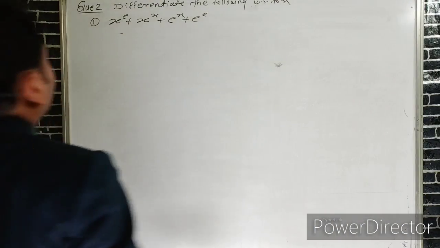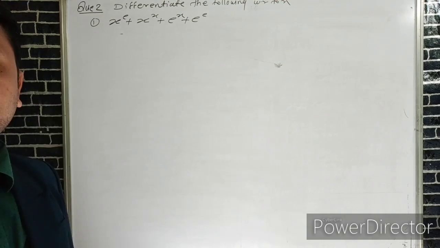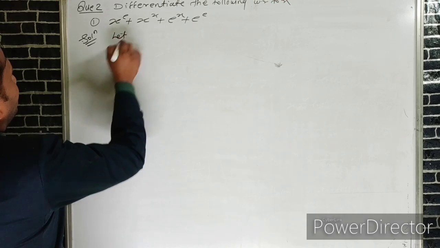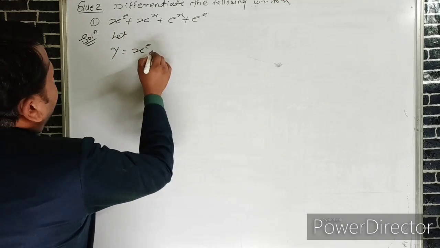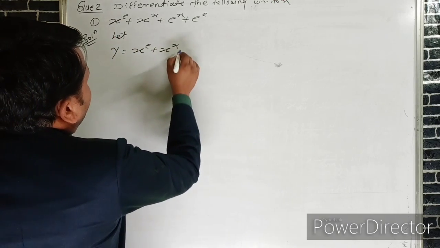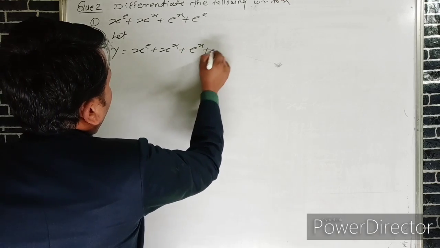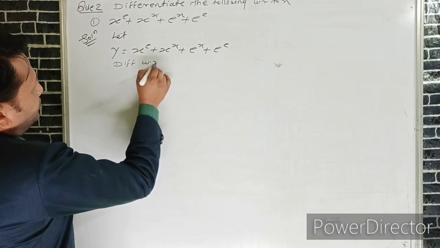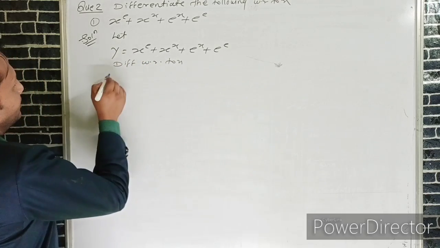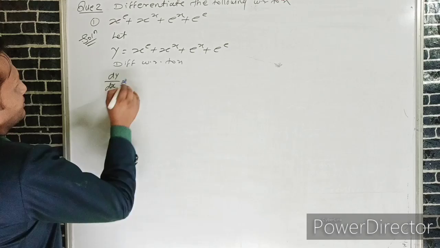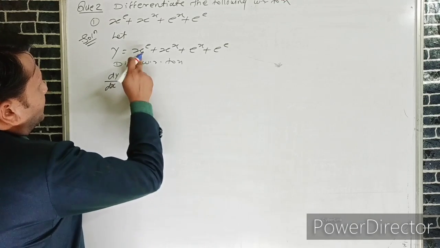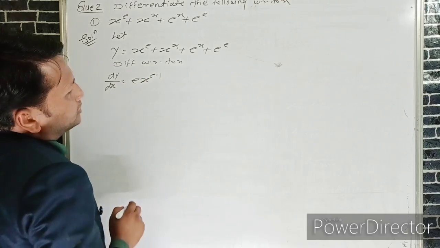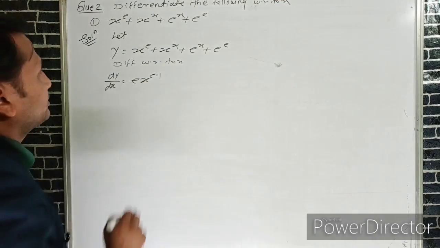The given function: first we consider y is equal to x raised to the power e plus x raised to the power x plus e to the power x plus e to the power e. If we differentiate with respect to x, then we get the derivative of y, which is dy by dx. Here the derivative of x raised to the power e is e into x raised to the power e minus 1, using the rule of derivative for x raised to the power n.